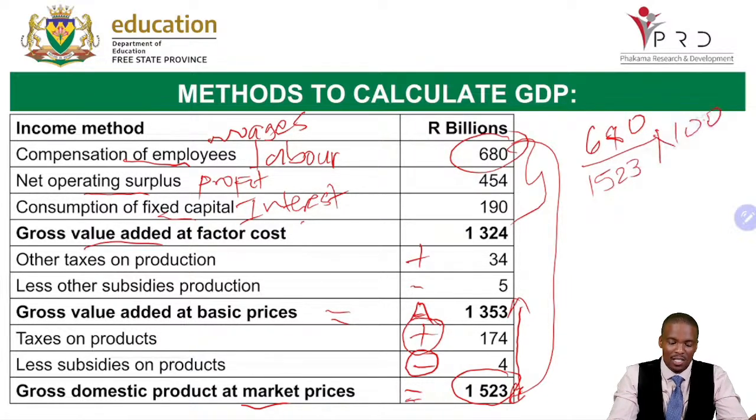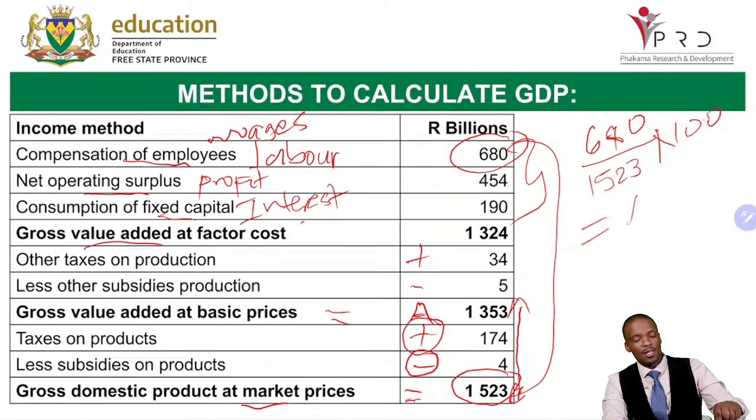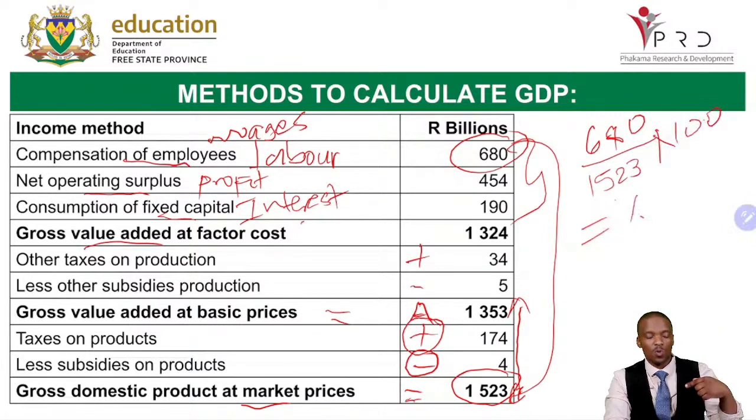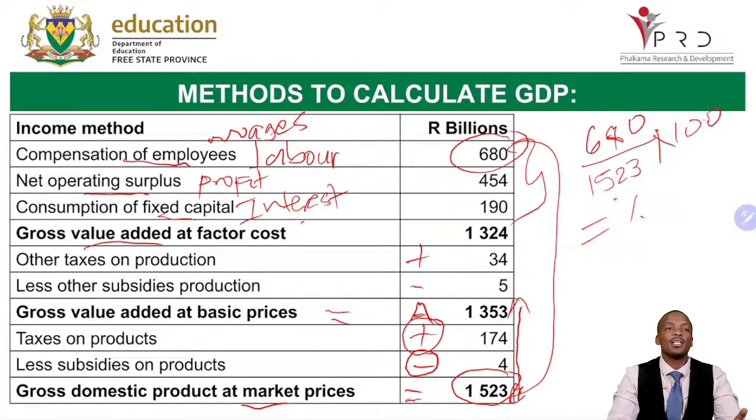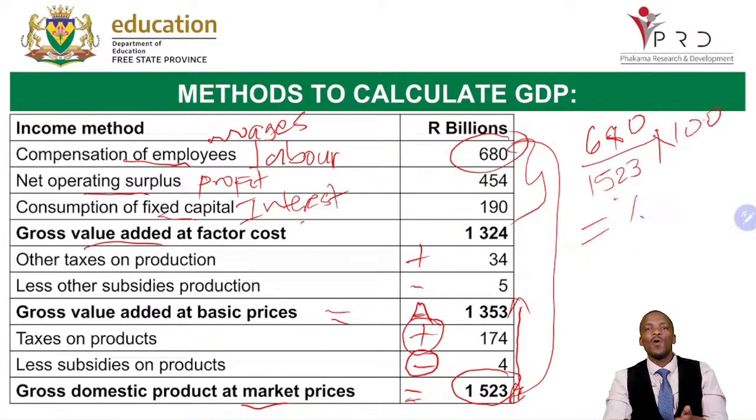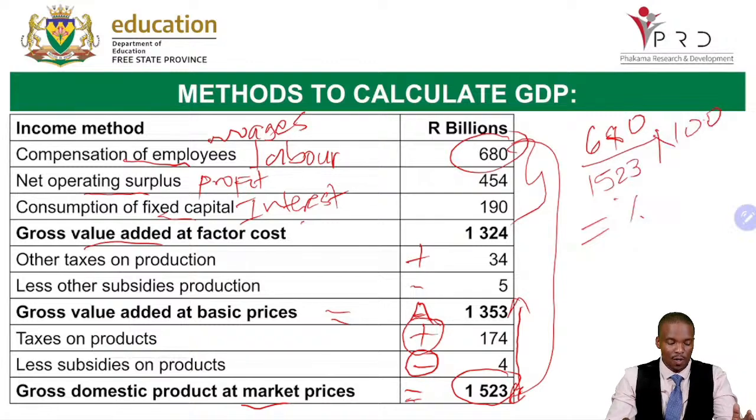As a percentage. And then the value that you are getting, we need to get to say how much does compensation of employees contribute to the GDP at market prices. So be careful when you are reading these questions. Do we want it in a percentage form or in a value form? Okay.